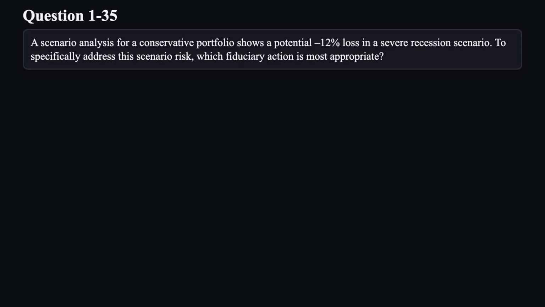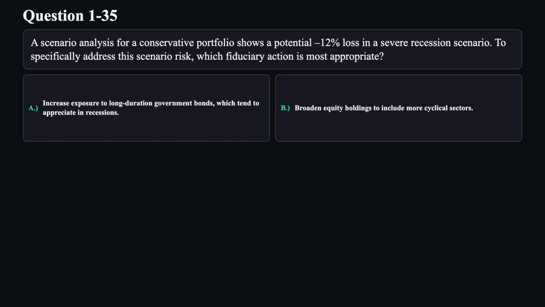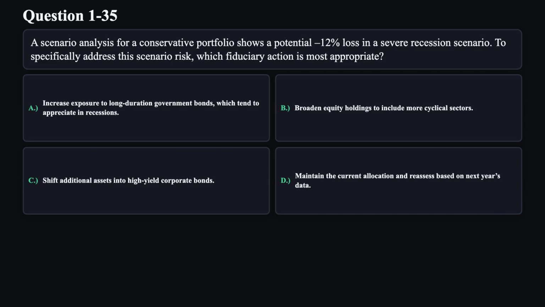Question 35. A scenario analysis for a conservative portfolio shows a potential 12% loss in a severe recession scenario. To specifically address this scenario risk, which fiduciary action is most appropriate? A. Increase exposure to long-duration government bonds, which tend to appreciate in recessions. B. Broaden equity holdings to include more cyclical sectors. C. Shift additional assets into high-yield corporate bonds. D. Maintain the current allocation and reassess based on next year's data.